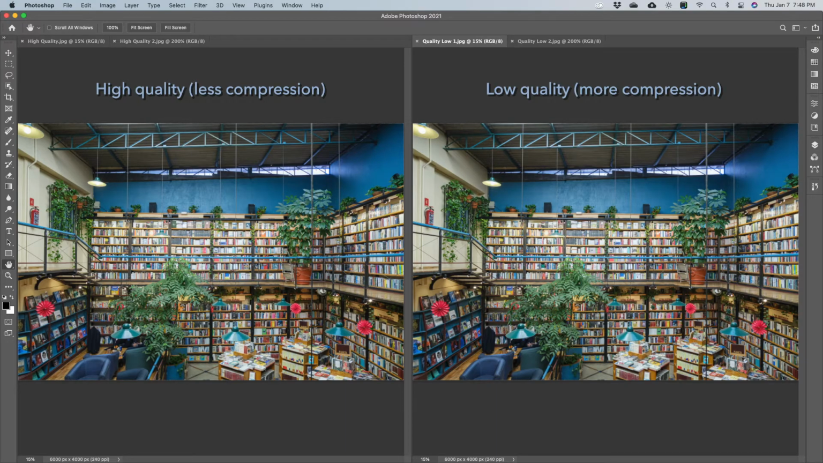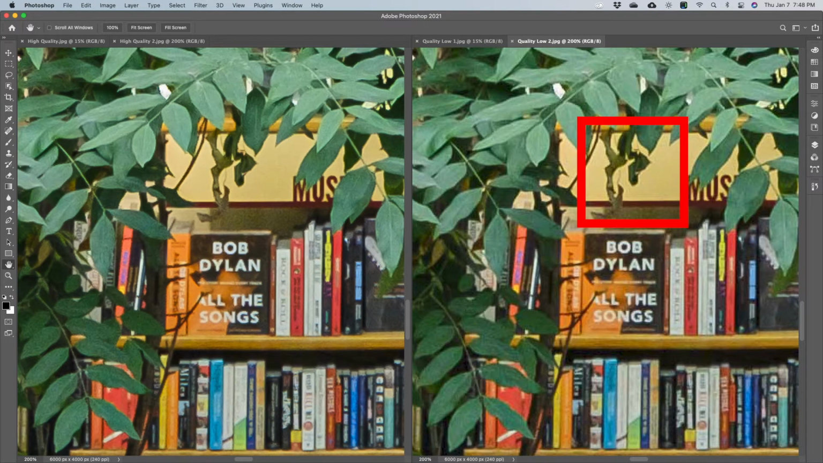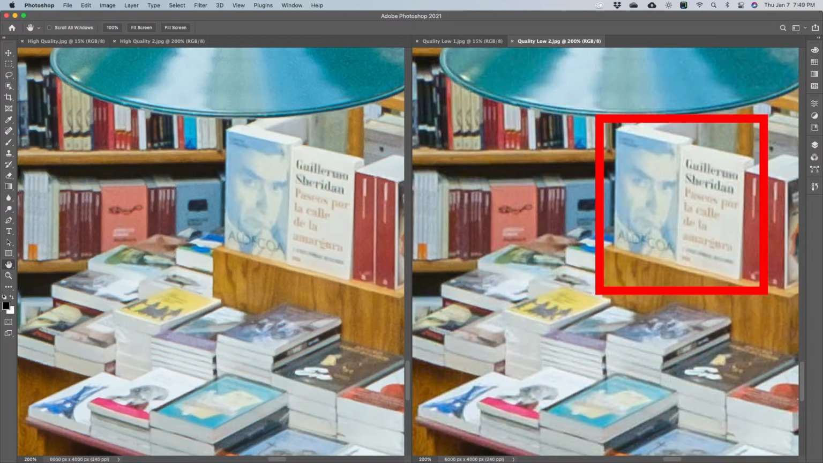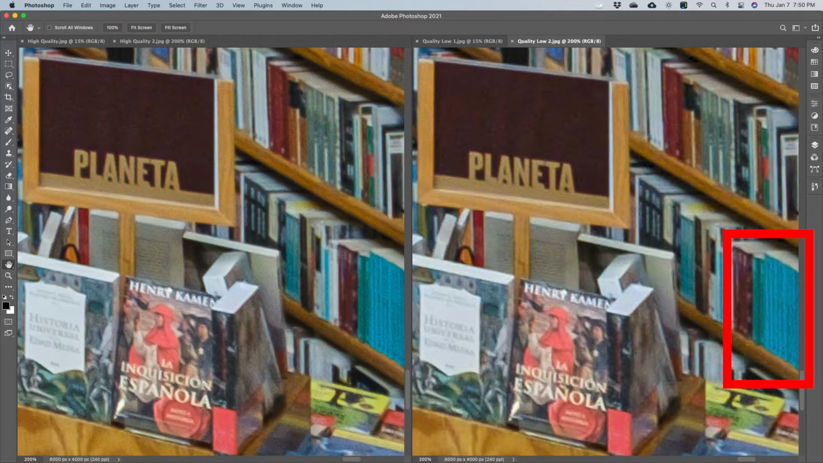In this example, you're again seeing 2 versions of the same picture. Both were saved at the same resolution but with different quality settings. The photo on the right was saved using lower quality than the picture on the left, and upon closer inspection, it shows some degradation, which isn't ideal.